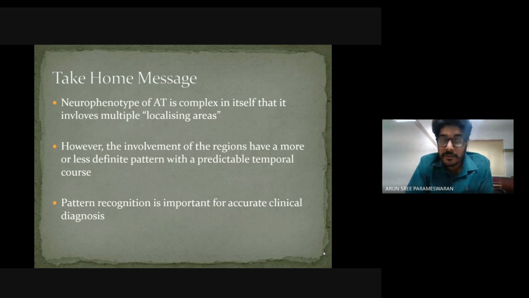However, the involvement of the various patterns such as movement disorders, peripheral neuropathy, and their temporal course, and also the association with other manifestations such as multiple café-au-lait spots or immunodeficiency, can point towards the diagnosis. Even though there is involvement of multiple regions, they have a more or less definite pattern by which part is involved and in which manner, and has a predictable temporal course. Hence, pattern recognition is important for accurate clinical diagnosis.